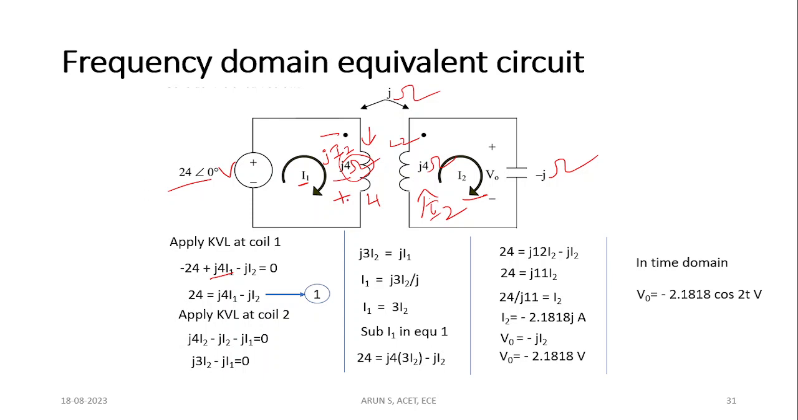Now compare the polarity with the current direction. Here the current I1 is entering negative and leaving positive, so it does not obey the passive sign convention. So I need to write minus JI2. That is the mutually induced voltage, minus JI2. So this is the self-induced voltage and this is the mutually induced voltage, equal to 0. Only these two elements are there, but I have written three voltages. One voltage is due to the voltage source and two voltages are due to the voltage across this inductor.